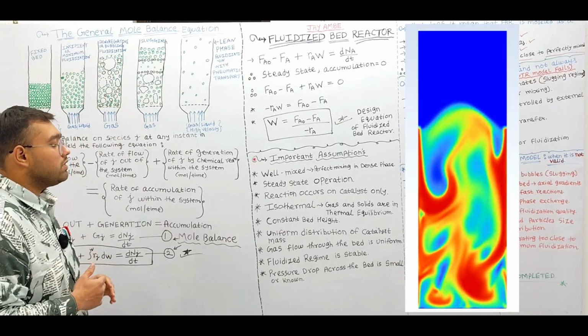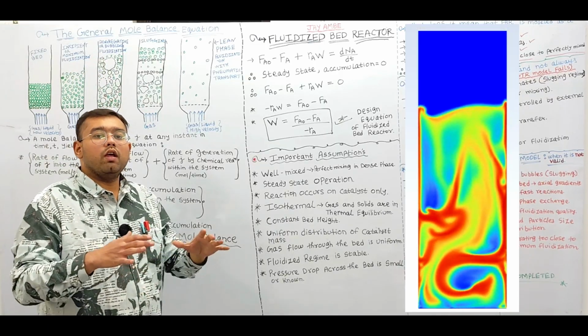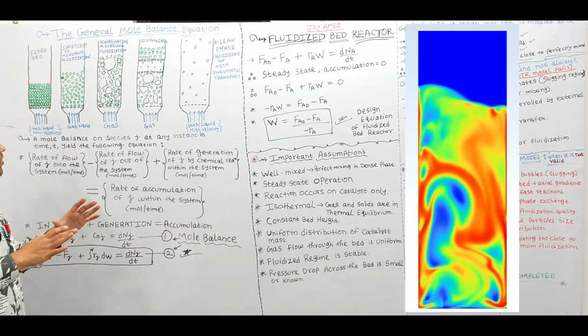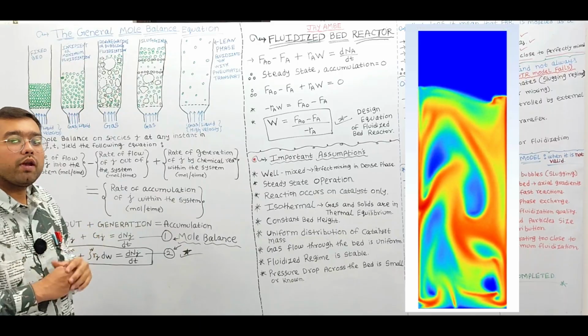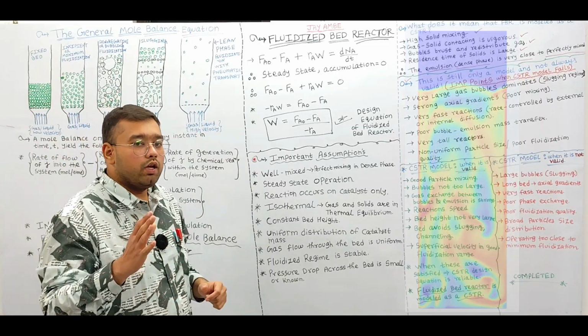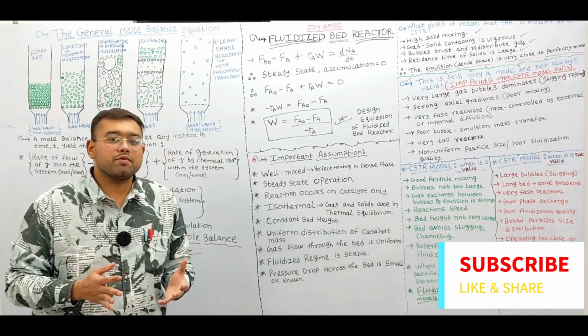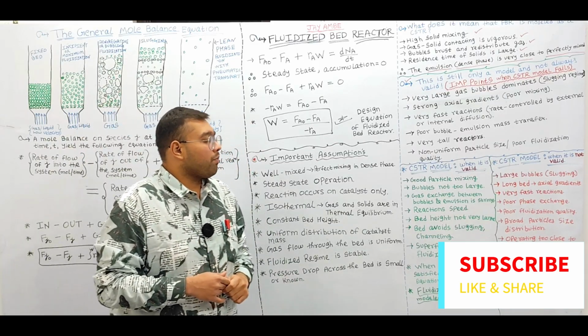So during those conditions, the pressure drop will become constant, or there will be a minimal pressure drop and the values will be known to us, right? So here we have understood the important assumptions of the fluidized bed reactor, right?